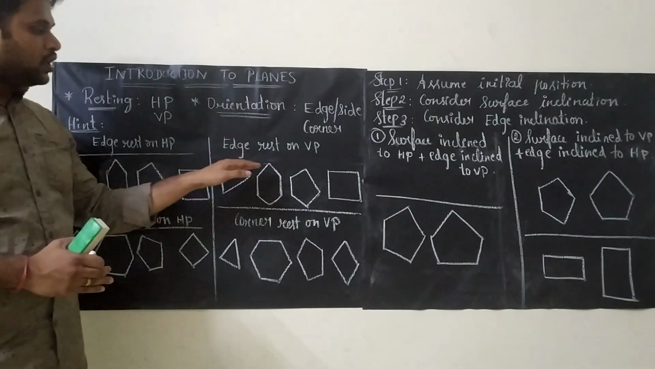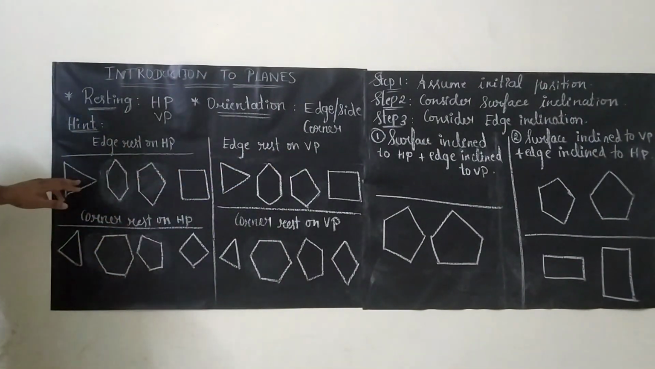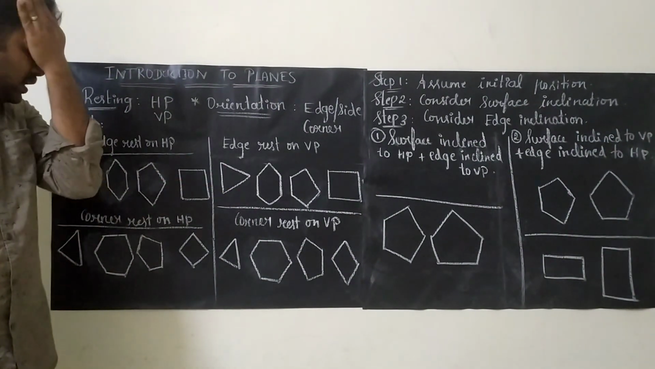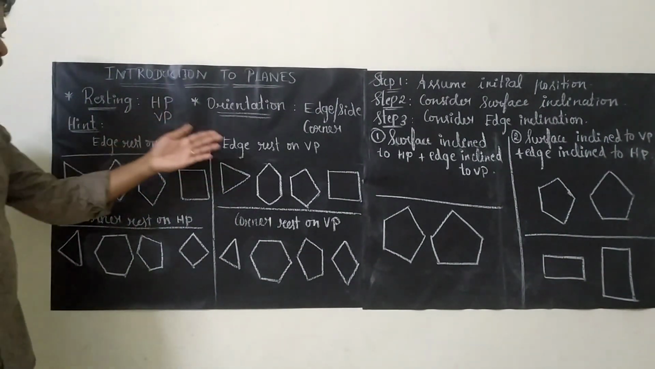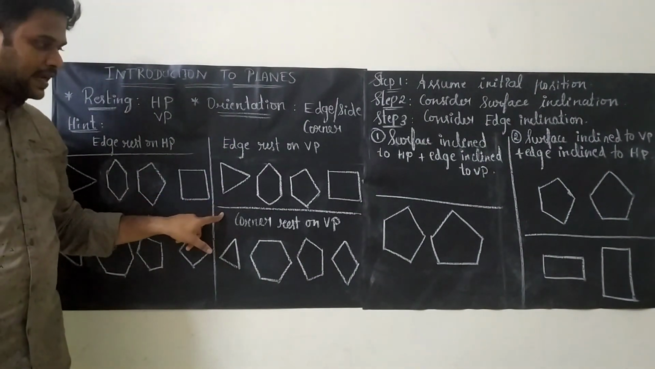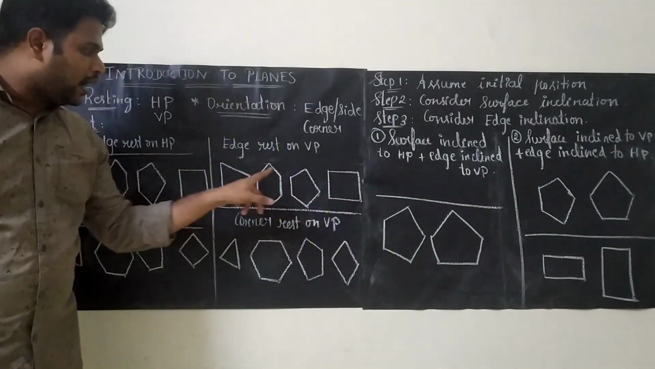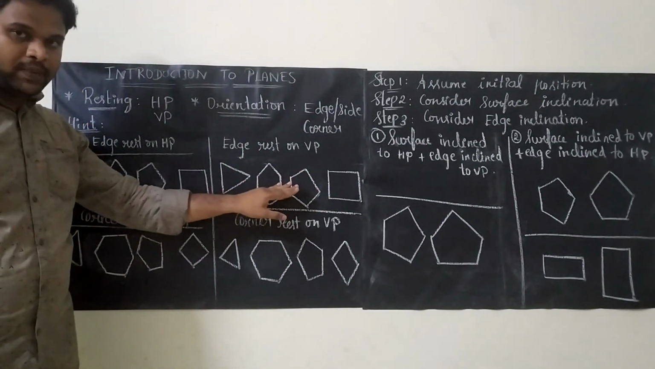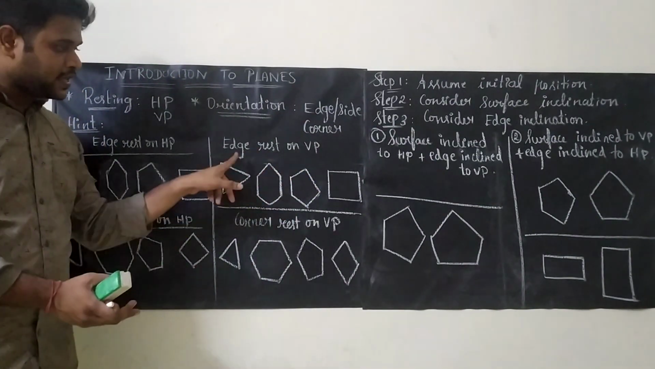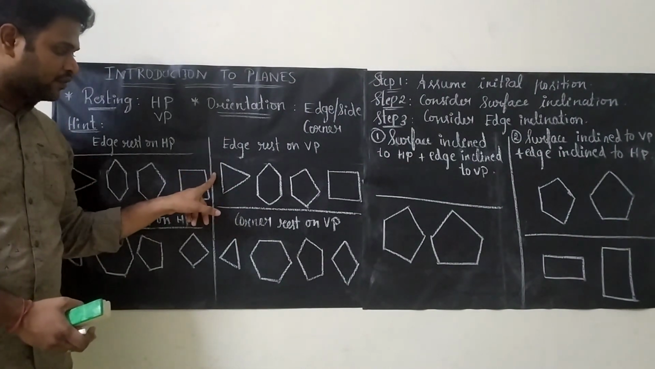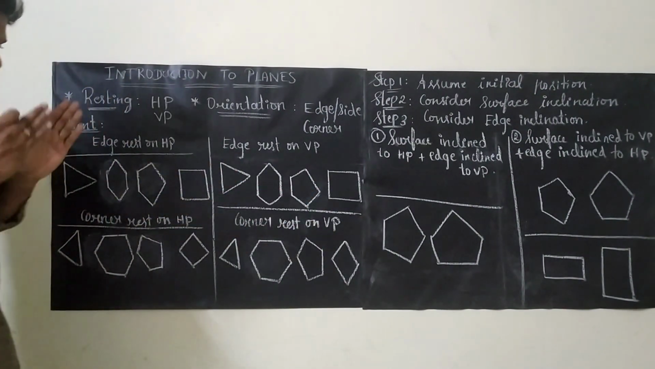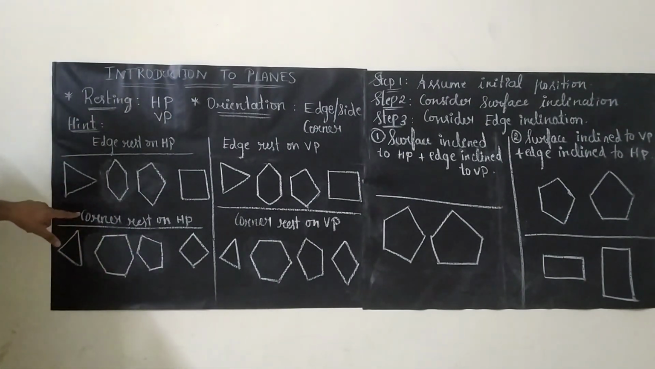The same thing here, edge resting on VP. What all planes do we take? Triangle, hexagon, pentagon, square. Same diagram only. The only thing is we will be drawing the same diagram above. So this one will be the reference line and above is your vertical plane. I have just drawn the edge resting on VP. So the plane will be resting on VP. What is the orientation? It's an edge orientation, so the edges should be on the left hand side. This is the edge, this one is an edge, this one is an edge. The same condition we take for corner.